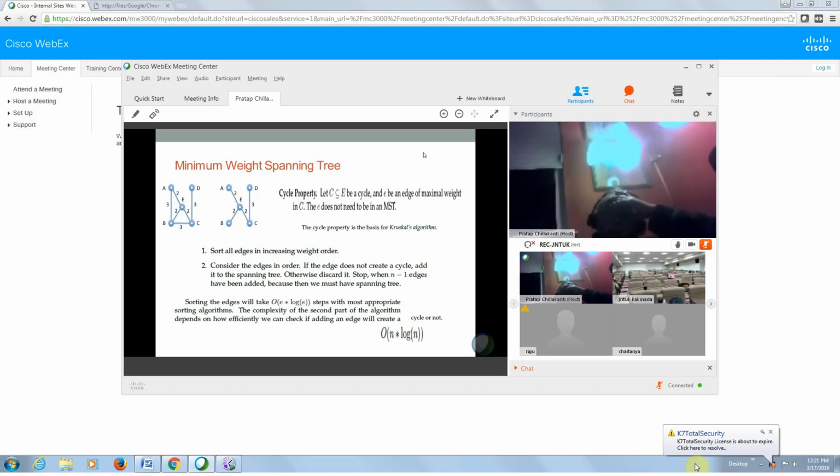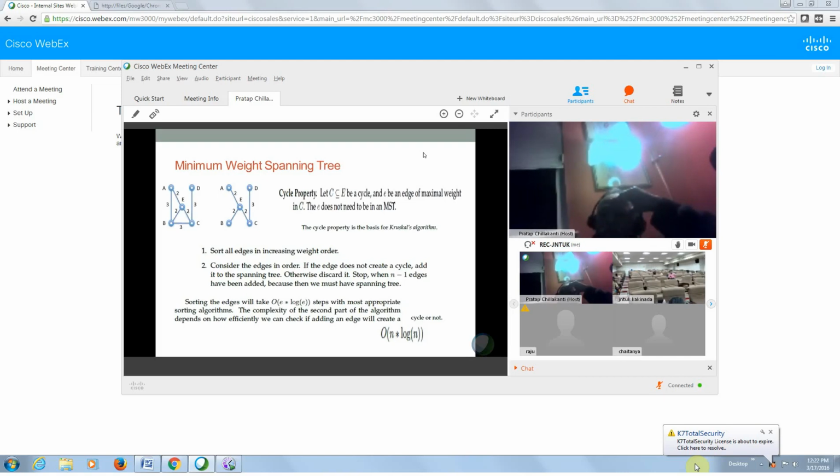So how does it work? You are basically sorting all the edges in increasing order of weight, number one. Remember, even earlier when we had those edges, we sorted them, we put them in some kind of an order, right? Here, in order, okay? If the edge does not create a cycle, add it to the spanning tree. Otherwise, discard it.